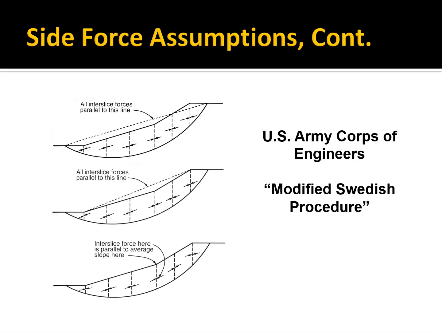There are different ways to determine what that slope angle is. You can have a single angle shown in the top two diagrams, or you can just take the average slope angle at the top here and apply that to the inner force slices down below. It's also sometimes called the modified Swedish procedure.